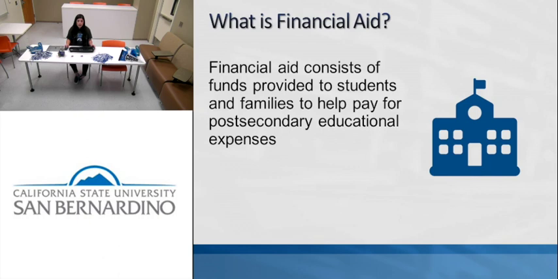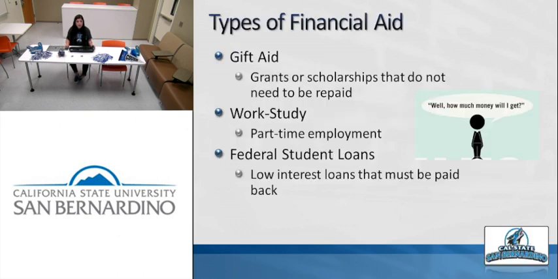And then what is financial aid? Financial aid consists of funds provided to students and families to help pay for post-secondary educational expenses. The different types of financial aid are gift aid, which is types of aid that you do not have to repay, so grants and scholarships would fall under gift aid. Then there's work study, which is part-time employment. Under work study, you can work on campus.